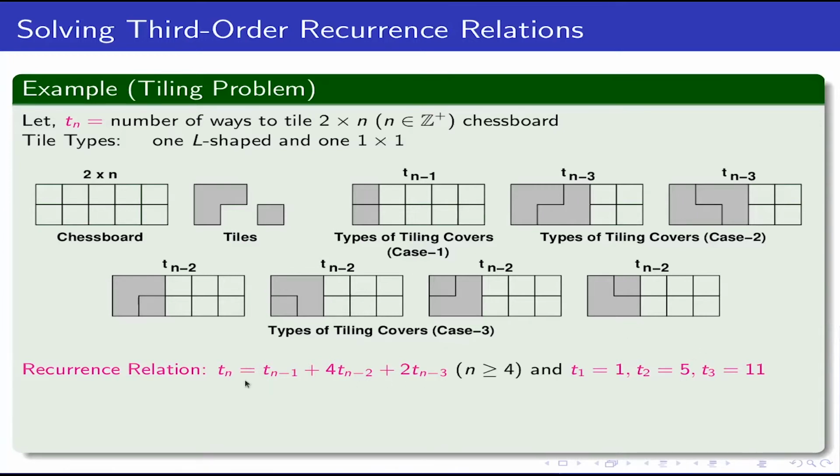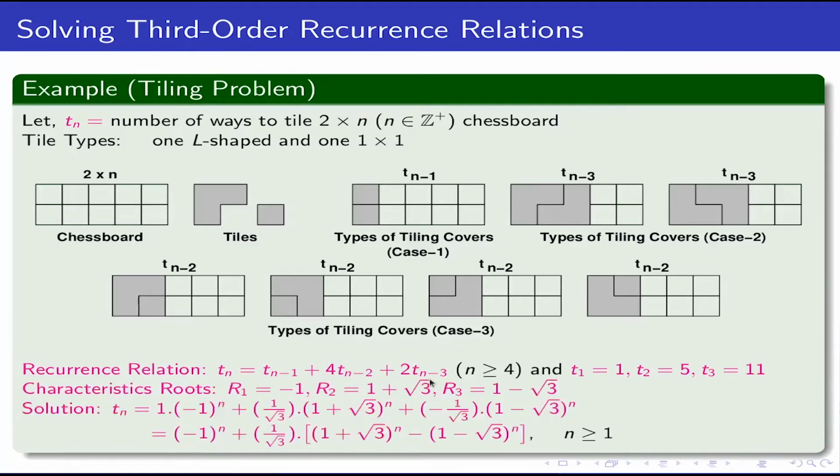Now this will give me the characteristic equation x cubed minus x squared minus 4x minus 2 equal to 0. If you solve it, you will get R1 equal to minus 1, R2 equal to 1 plus root 3, and R3 equal to 1 minus root 3. So I get 3 different roots, all distinct.